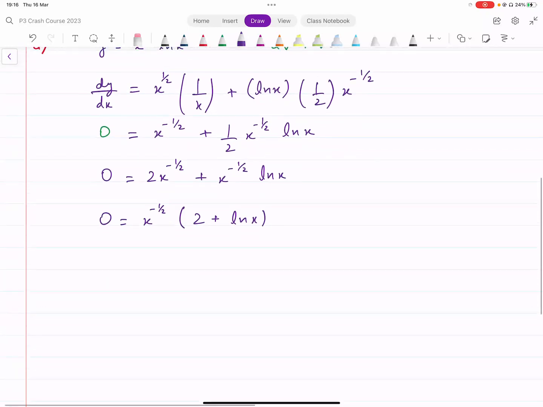From this we get x raised to power minus 1 over 2 equal to 0. That's one possibility. Or we get 2 plus ln x equal to 0. It's a product. That means either the first should be equal to 0 or the second should be equal to 0. Now, x raised to power minus 1 over 2 equal to 0. What do we get from this? This is just going to give you x equal to 0.